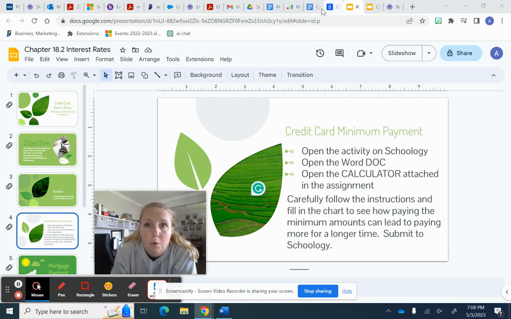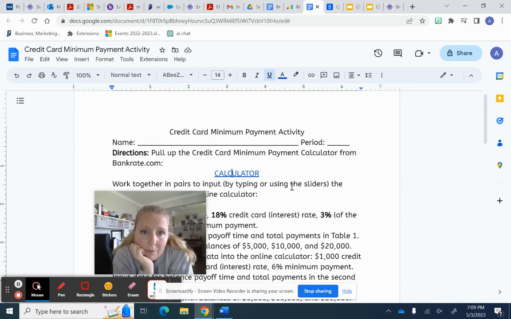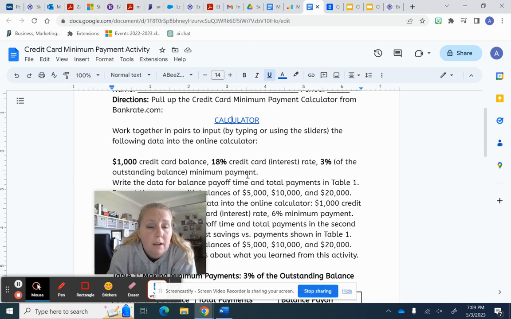I'm going to show you what we're working with. This is the document, the credit card minimum payment activity. This is the link, but I'm also going to have it linked in Schoology, so you're going to be able to pull it up. Working with a partner, you are going to input the numbers, and then using the online calculator, you are going to determine how much you're going to pay over time.